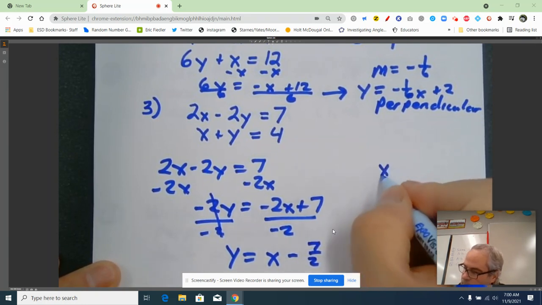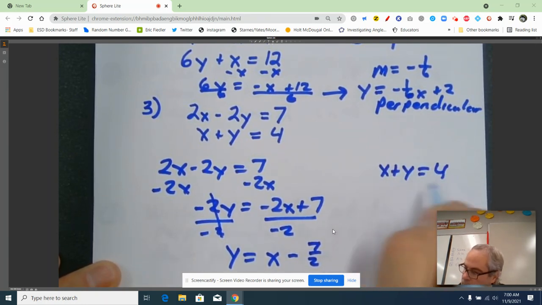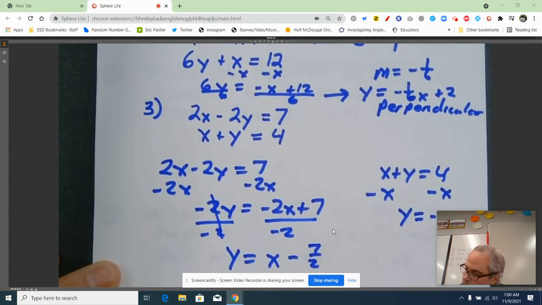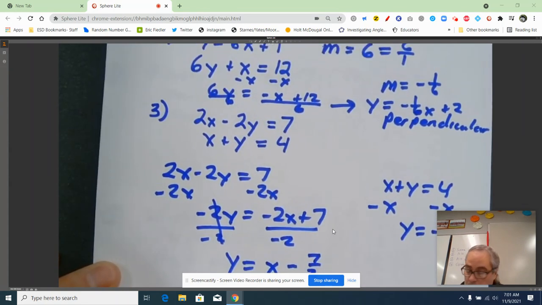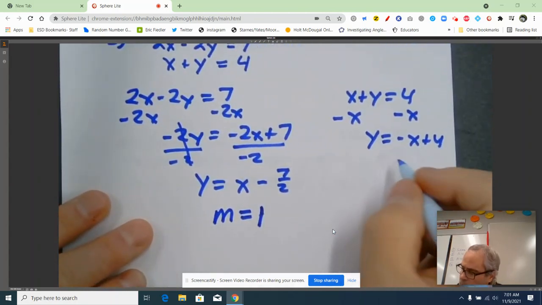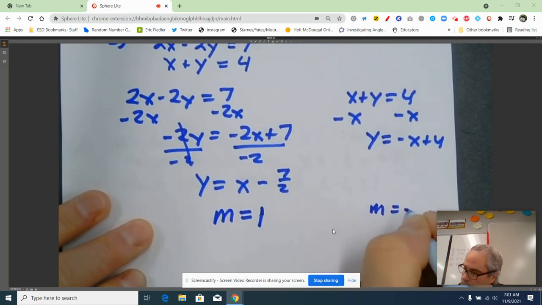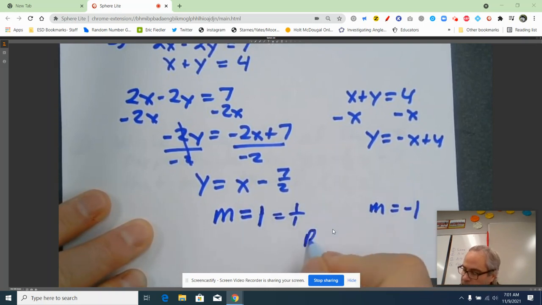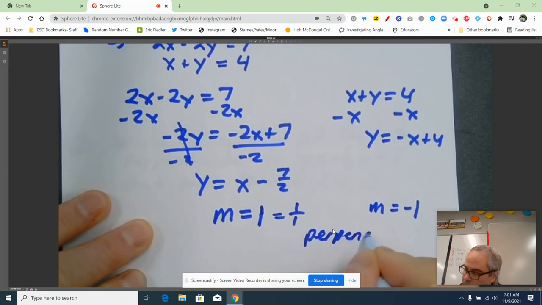Here's the next one. x plus y equals 4. Minus x, minus x. I get y equals -x plus 4. Okay? The number in front of the x here is 1. It's not written, but it's 1. The number in front of this one is -1. If you take 1, remember it's 1/1, and you flip it and take the opposite, don't you get -1? So this is another example of perpendicular.